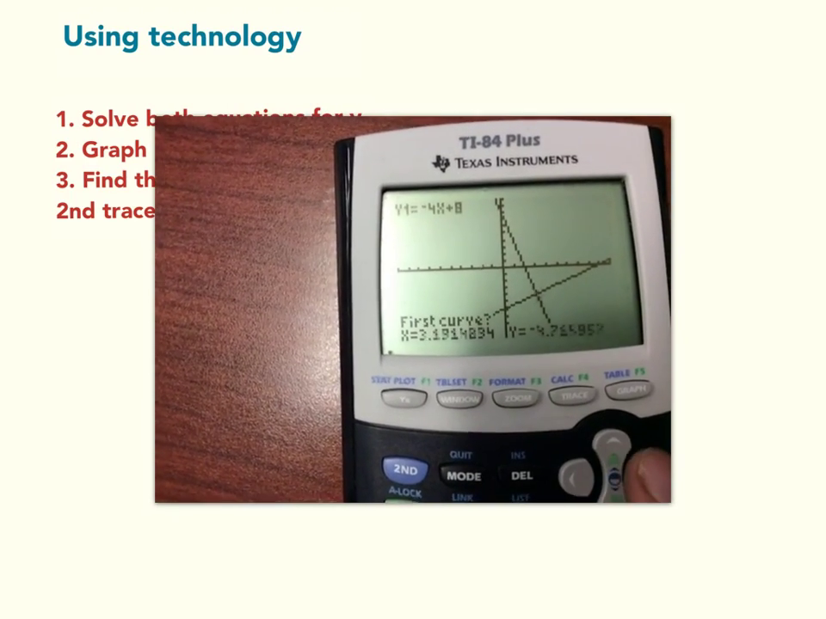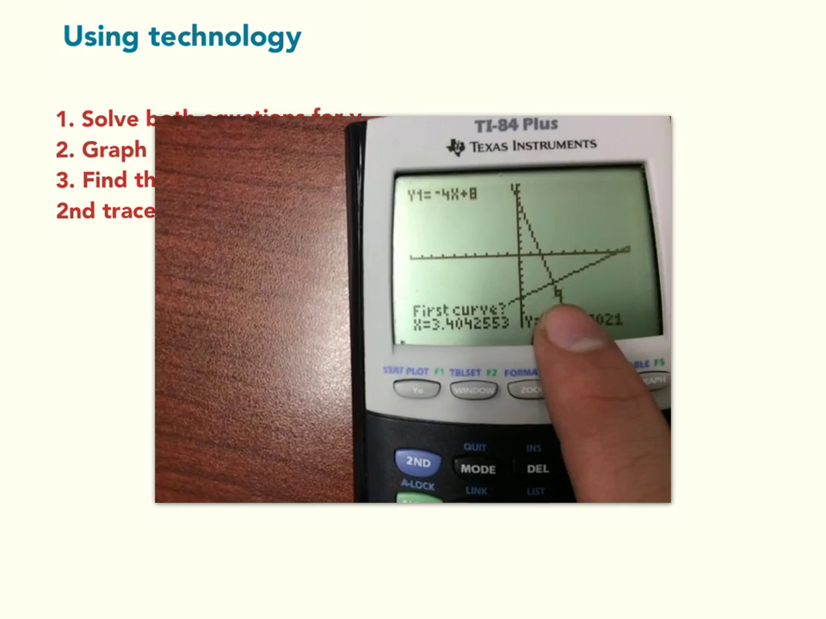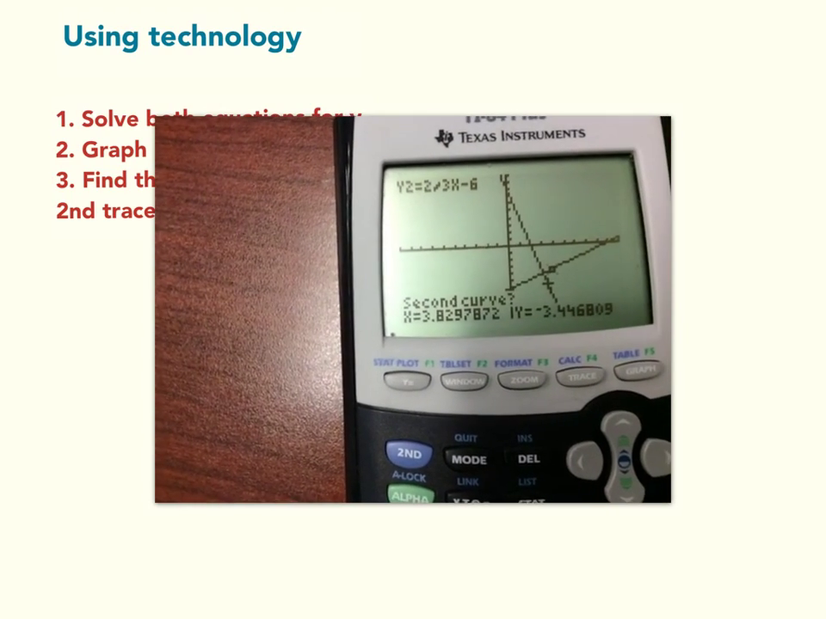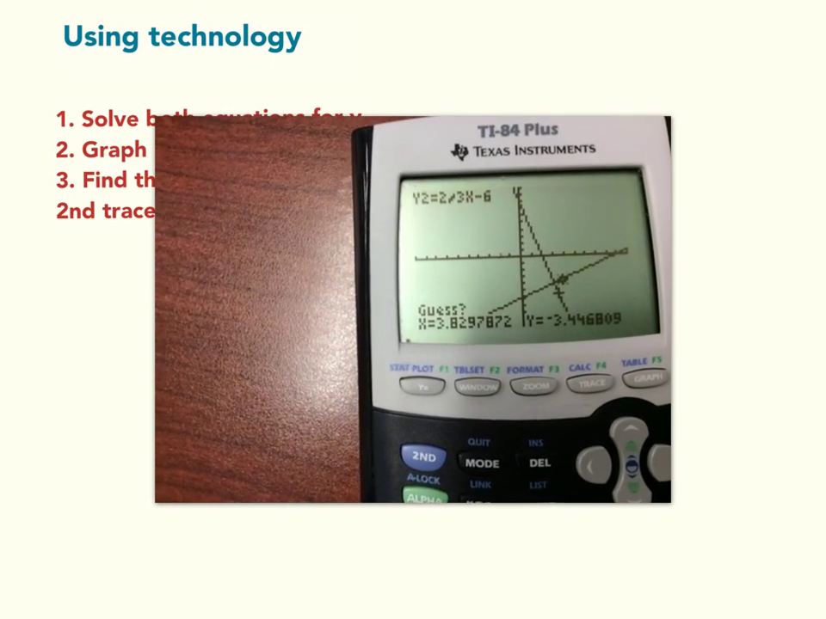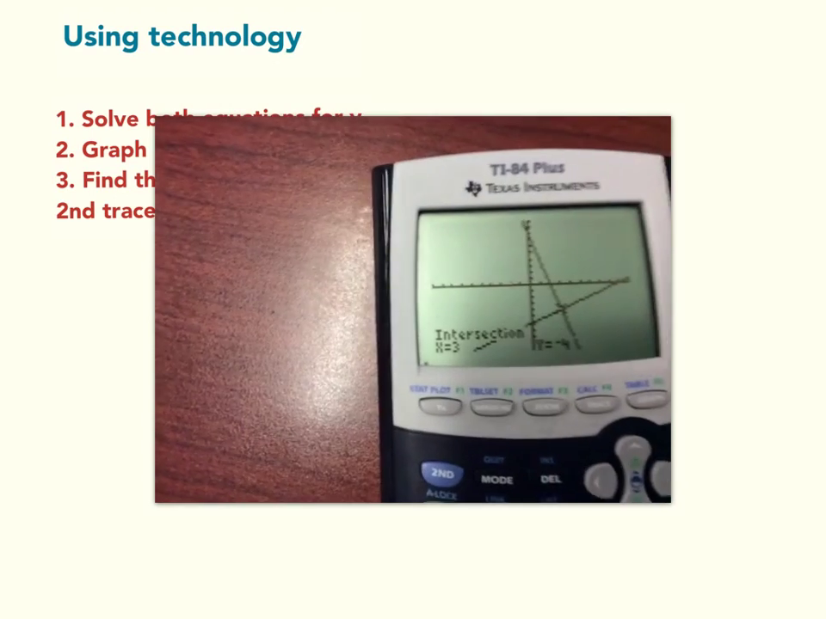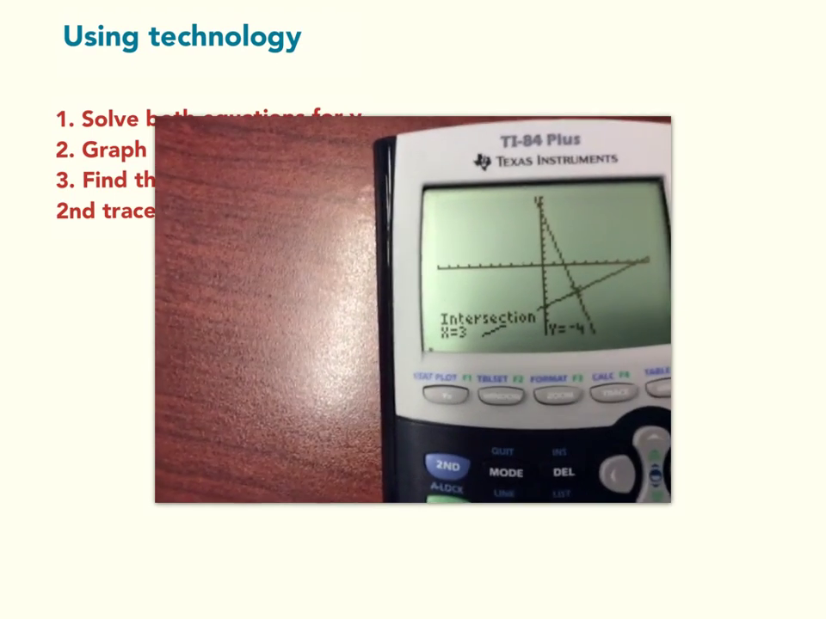Now here it says first curve. We just want to make sure that the spider is sitting on one of the lines. Hit enter. Now it's going to jump to the other line. For second curve, hit enter. On guess, hit enter again, and the intersection is at (3, negative 4), just like what we saw whenever we graphed it ourselves.